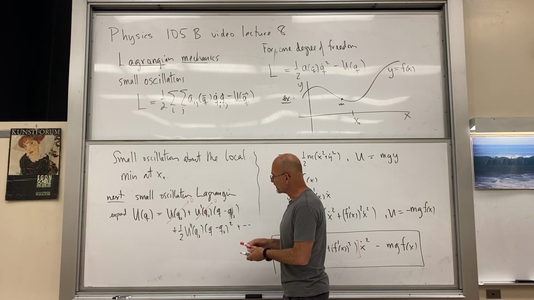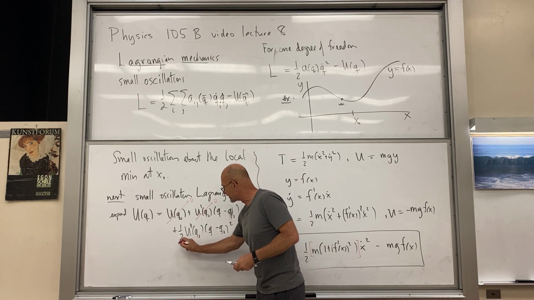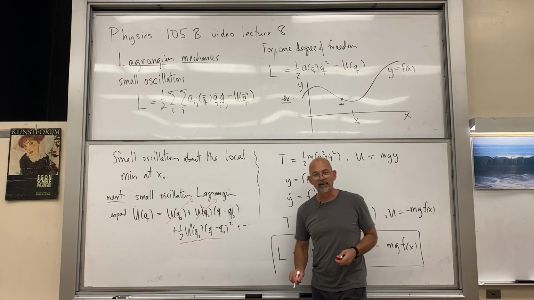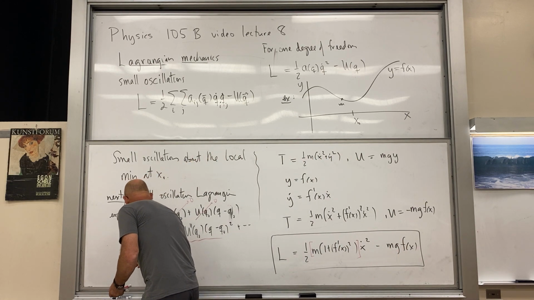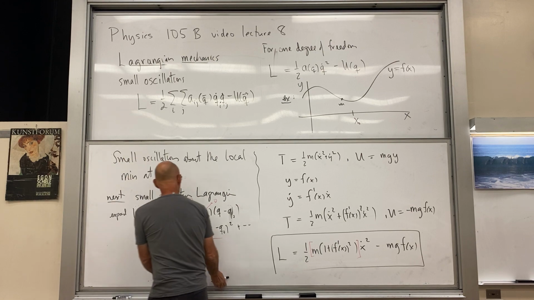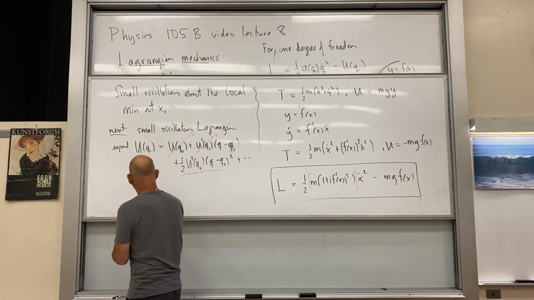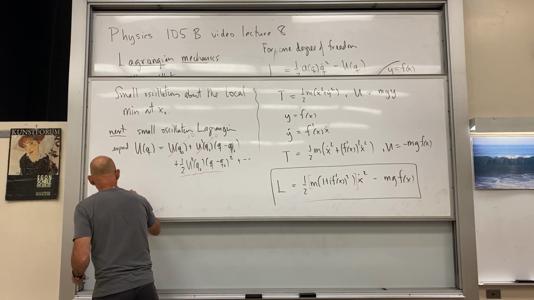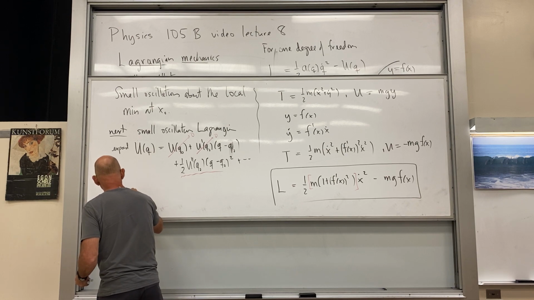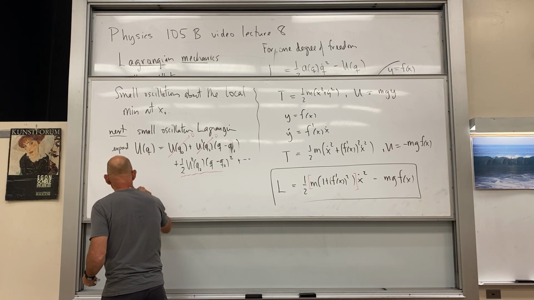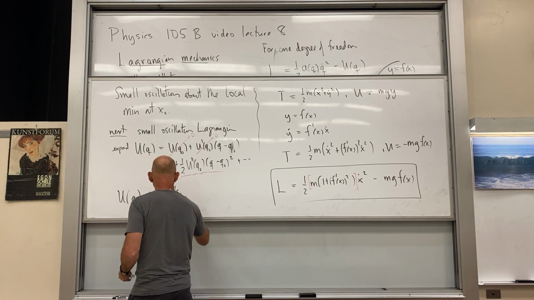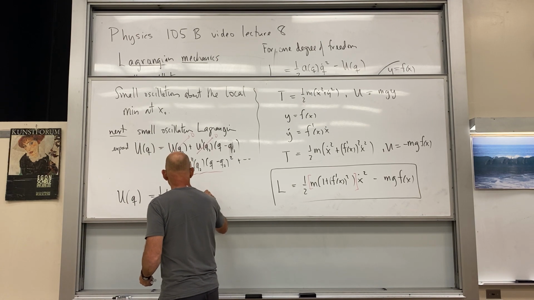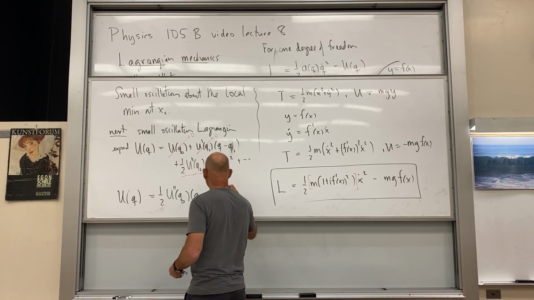So we went through this last semester, all the conditions on this thing, that it exists and be positive. So we'll just cut to the chase, and our new potential energy, or the potential energy that we're then interested in, is U of Q equals 1/2 U double prime times Q minus Q0 squared.